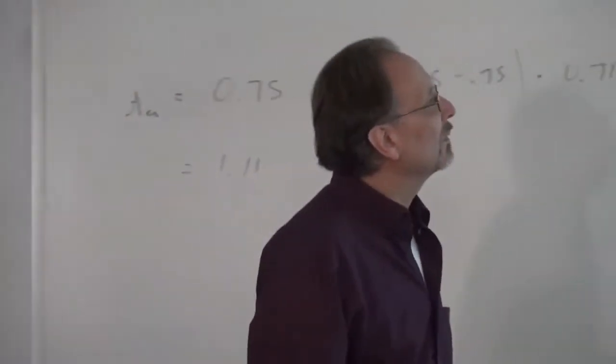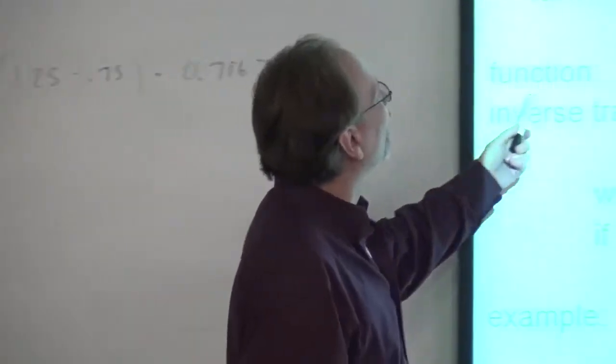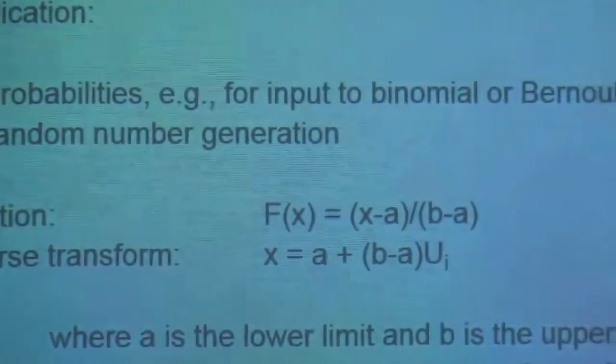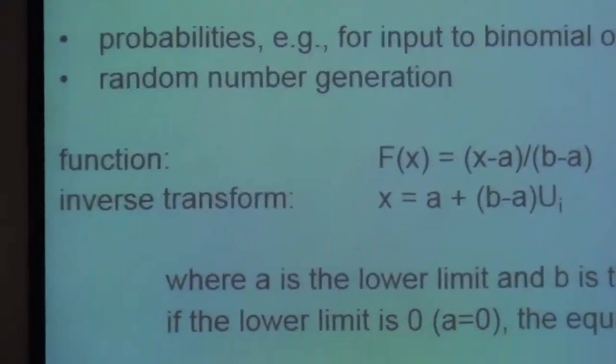So for the exponential, what else did I have there? I think I missed something. So this is for uniform. For binomial or Bernoulli, we'll talk about that later. I don't know why I put that there. I'm sure I had something. Something's really funny out there.